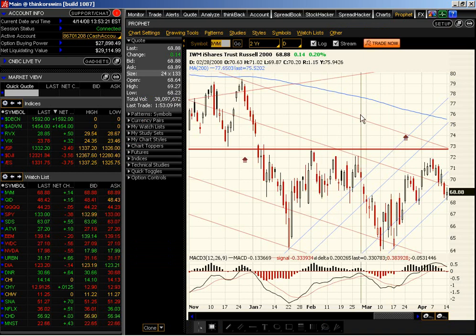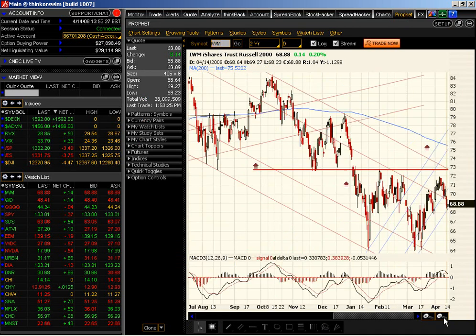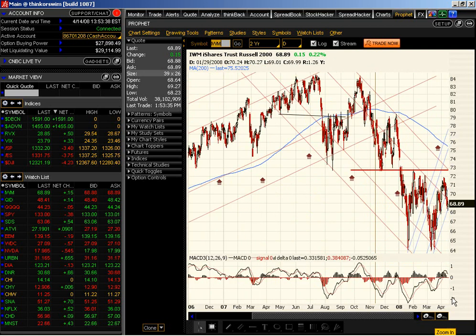Now, what we have right here is major overhead resistance right around the 73 area. Like I said, I don't like to predict price, but support and resistance areas are important, as well as channels. And I've looked at the channel here, and we're definitely in a downtrend channel. As you can see, going back to maybe August, we had this big sell-off in August, and then we've just kind of been trading and trending down ever since.